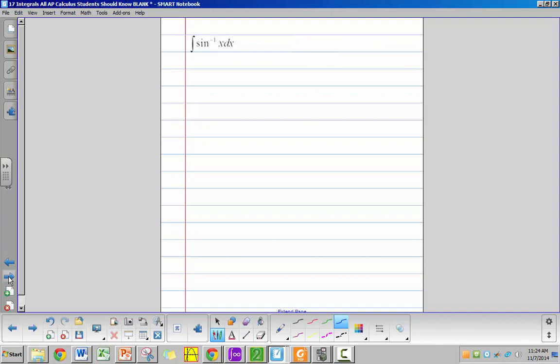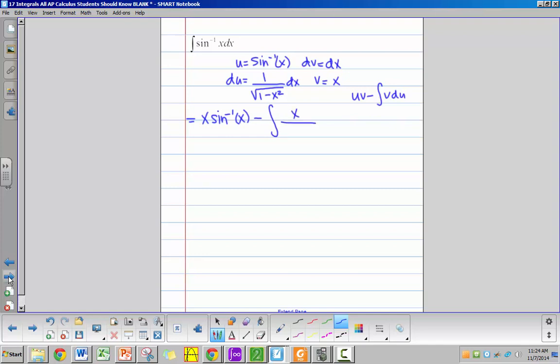Inverse sine. Well, this one we have to integrate by parts. So we're going to let u equal the I in LIPET, which is the inverse sine of x. dv is what's left, which is dx. So differentiating the inverse sine, I get 1 over the square root of 1 minus x squared dx. Integrating dx, I just get x. So using uv minus the integral of v du, we get x inverse sine of x minus the integral of x over the square root of 1 minus x squared dx.